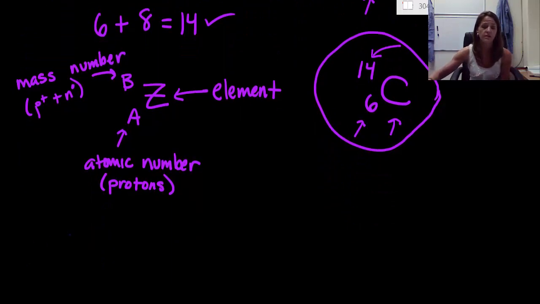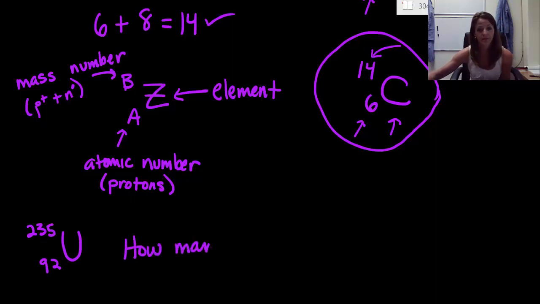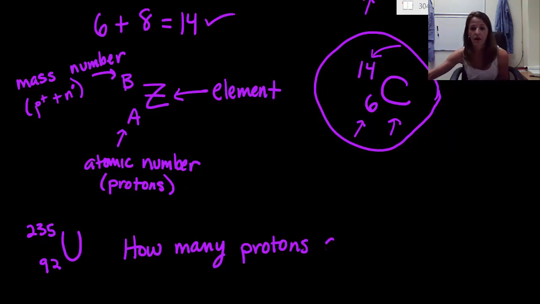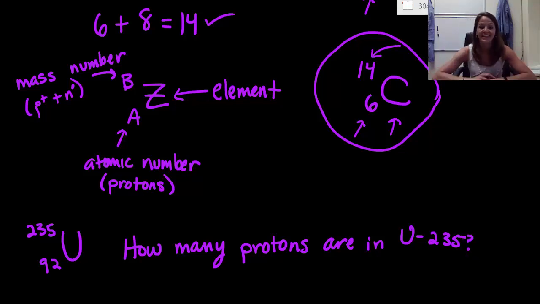So given this symbol right here, we're going to do U235 with a little 92. Here is my question. How many protons are in U235? Go. Did you get an answer?